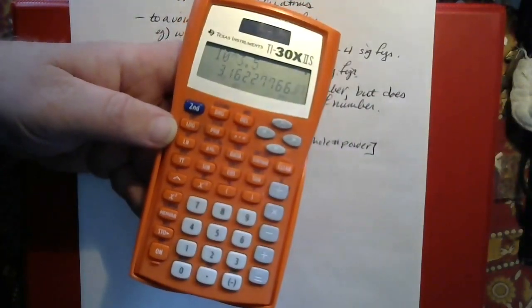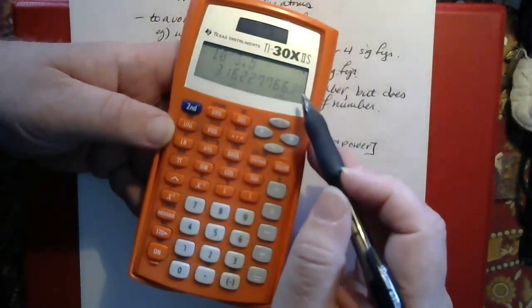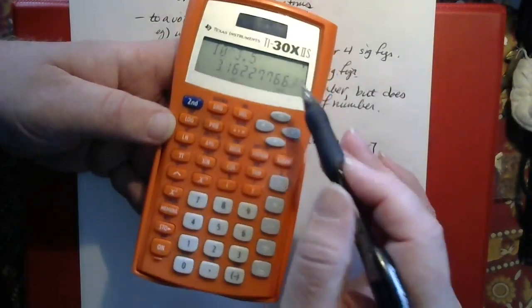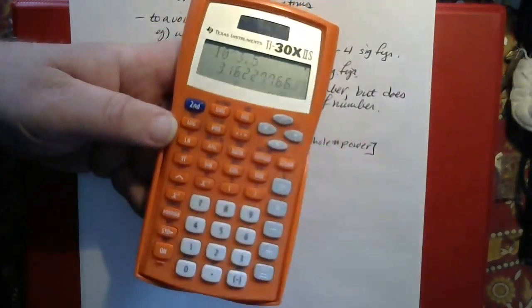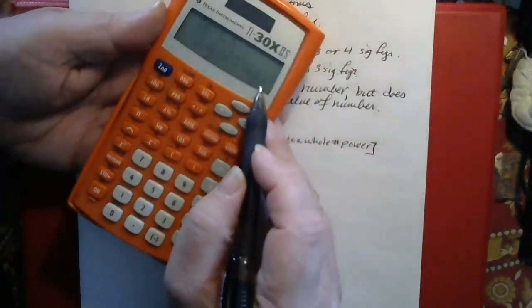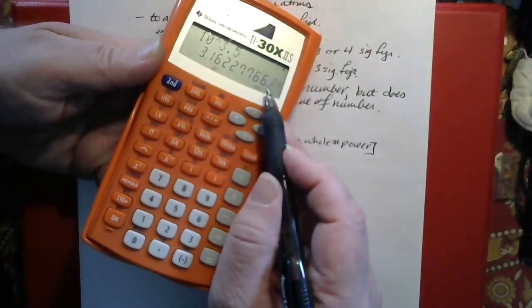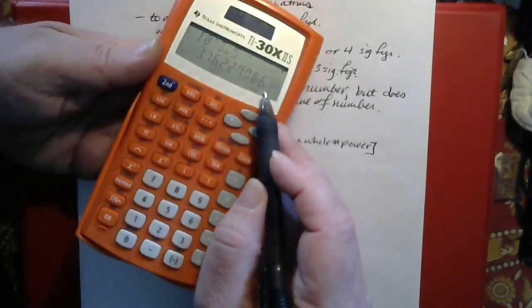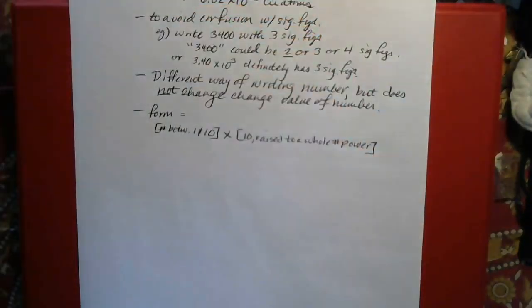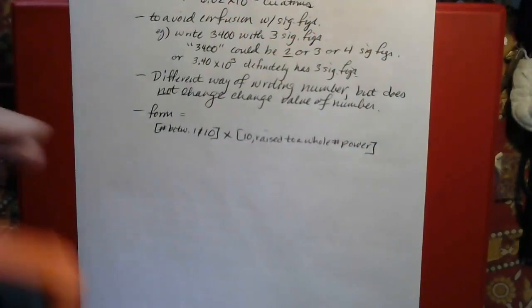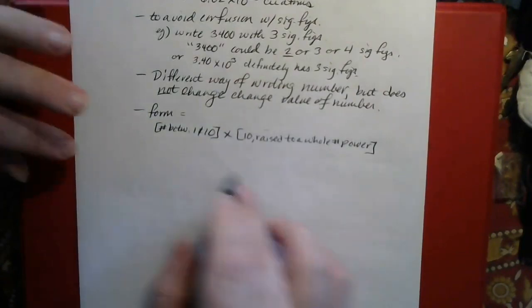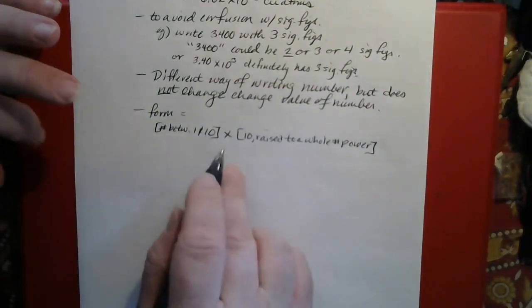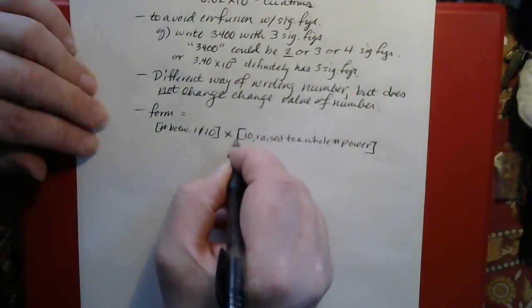On some types of calculators, the number is even smaller than it is on this one, so it's easy to overlook. So you have to be careful to look at that corner of the screen and make sure there's not something hiding there. And the times 10 on most calculators is really, really tiny. So be careful to look for that also. So this is the standard form, number between 1 and 10 times 10 raised to a whole number power.